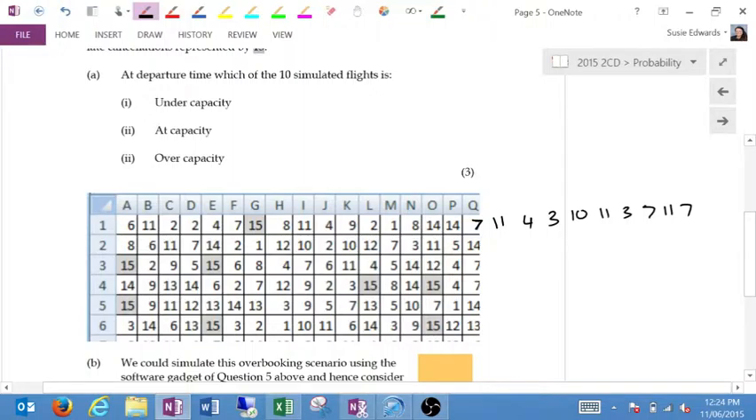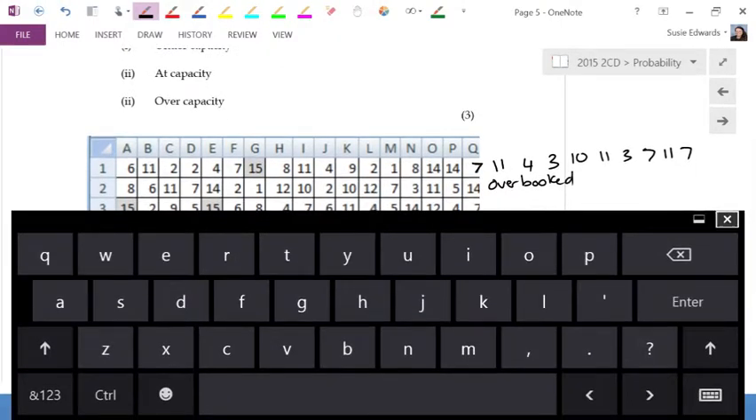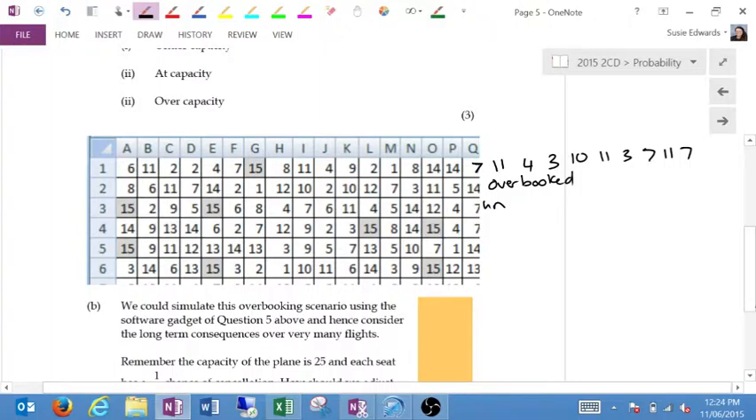In the second row, how many people took the plane? 26. So what happened to that plane? It was overbooked. In the third one, is there another 15 we're missing? No? So how many 15s are there? There's 3, so how many people took the plane? It's under capacity, it doesn't matter. So it's under, and it's 23. So this one was 25, overbooked 26.